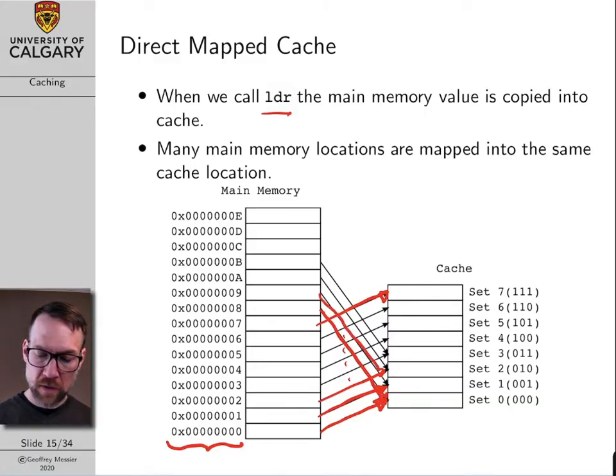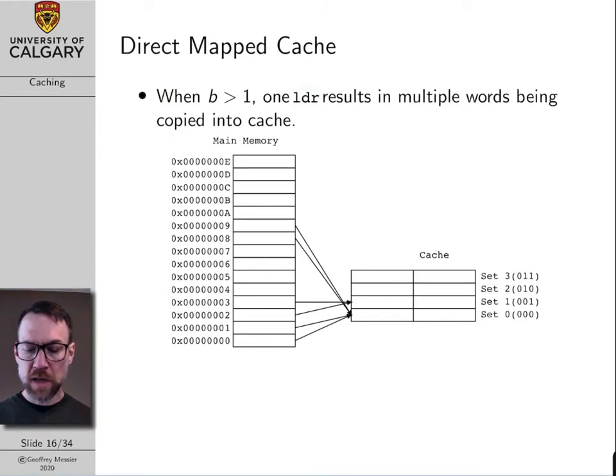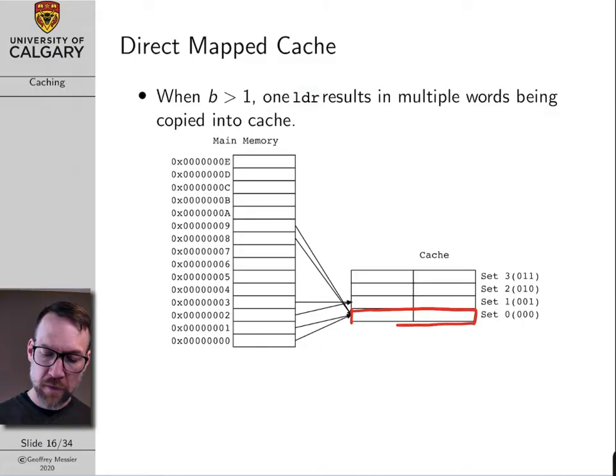The second maps back to the second cache position, and so on. So relatively straightforward mapping. It gets a little more complicated when we have a block size of greater than 1, but still not too bad. So this is an example where we have our 8-word cache, but we have block sizes of 2.